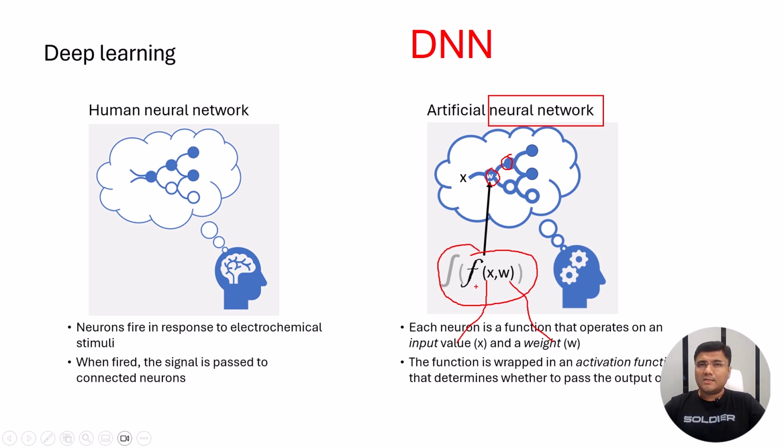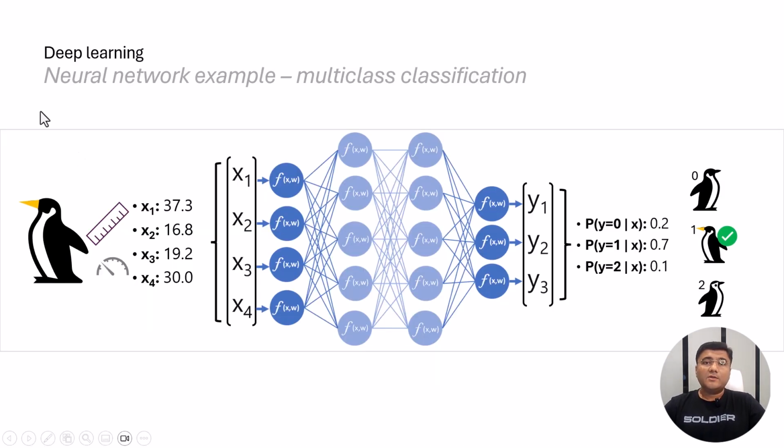Now I know this sounds confusing. Let me just simplify this with the examples which we have seen so far. So have a look at this slide. In this slide, I'm showing you an example of multi-class classification, which is the same example of that penguin kind of a thing. And then I'm showing you how exactly a deep neural network is going to process that.